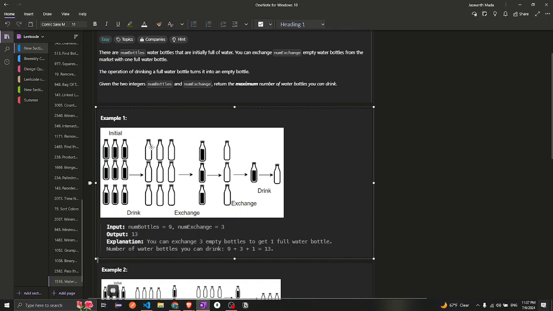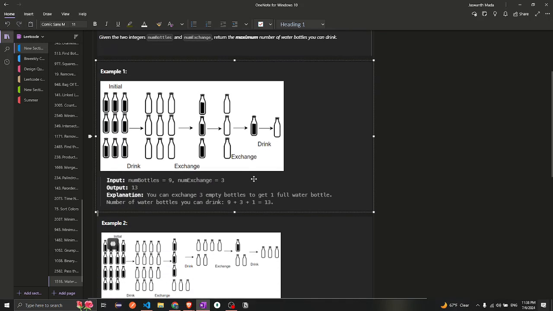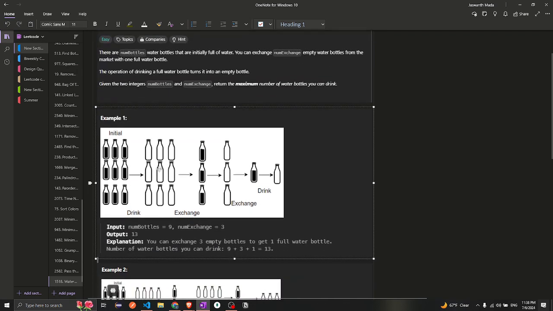So we have here a 9, right? So we'll get three full water bottles. When we drink these three we'll get another three empty water bottles, and again using these three empty water bottles we'll buy another drink, and at the end we only have one empty water bottle, right? So at the end, we just need to return how many water bottles we have successfully drunk. We drank 9 water bottles, 9 plus 3, 12 plus 1, 13.